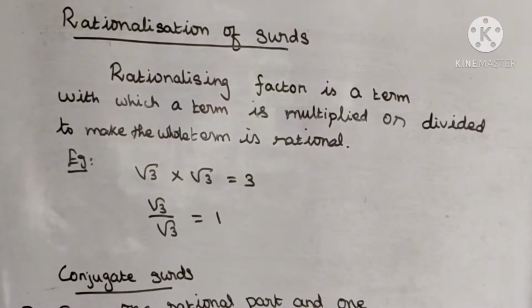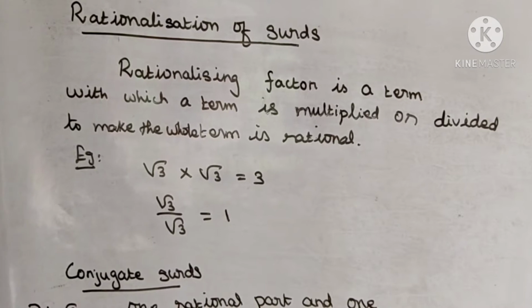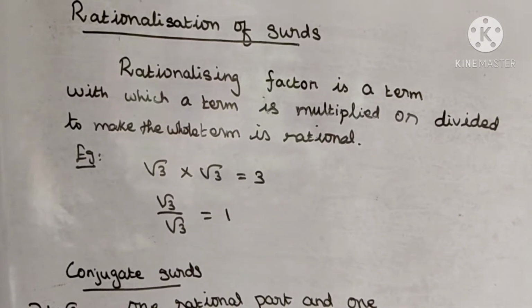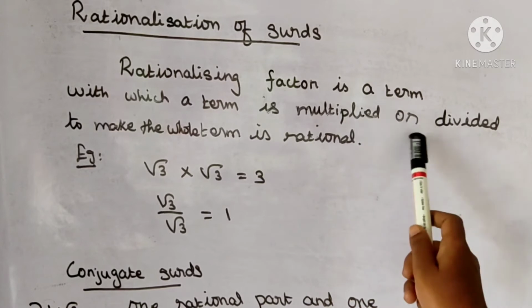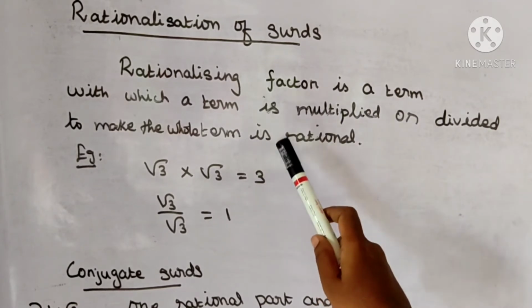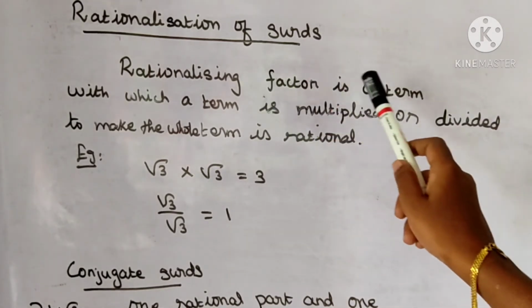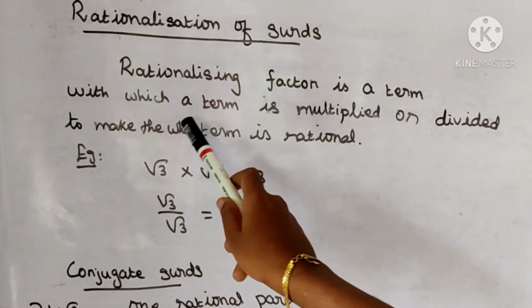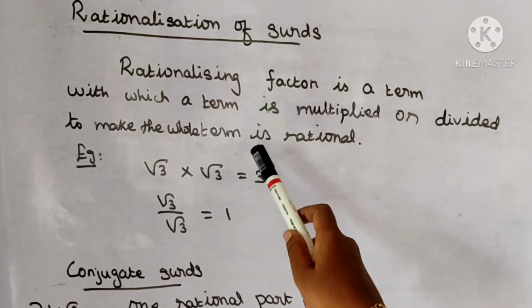Good morning, students. This class we are going to learn about rationalization of surds. Listen to the definition. A rationalizing factor is a term with which a term is multiplied or divided to make the whole term rational.